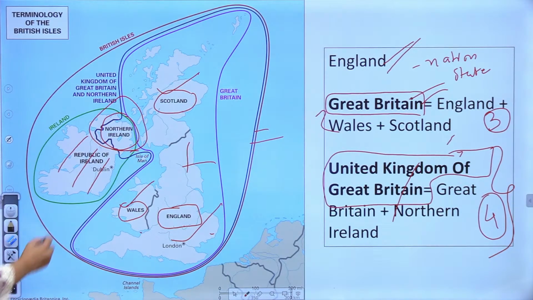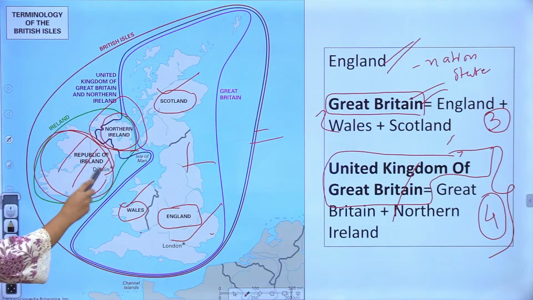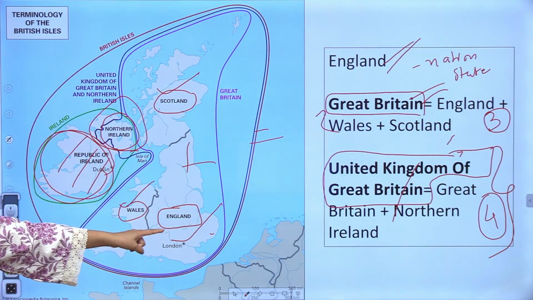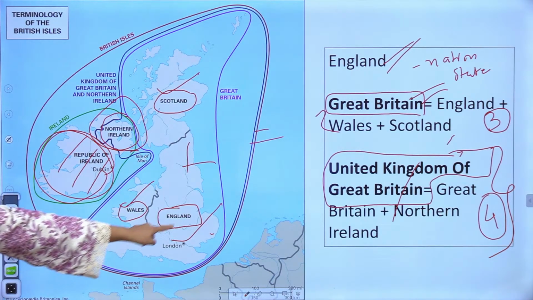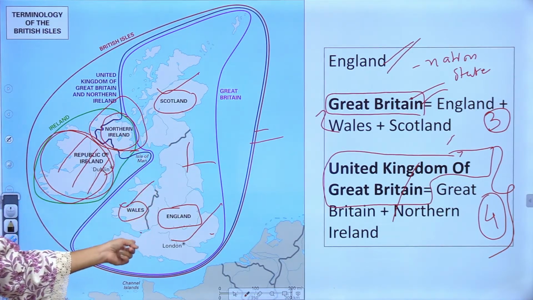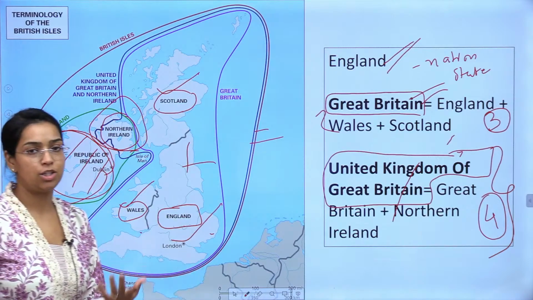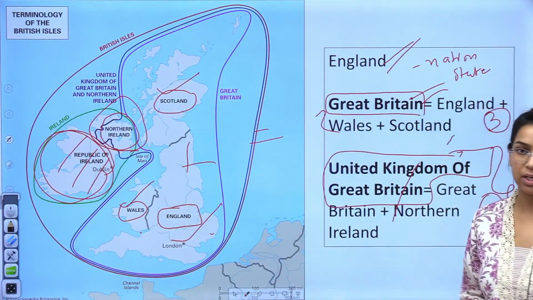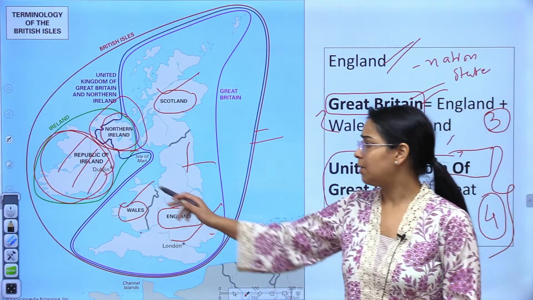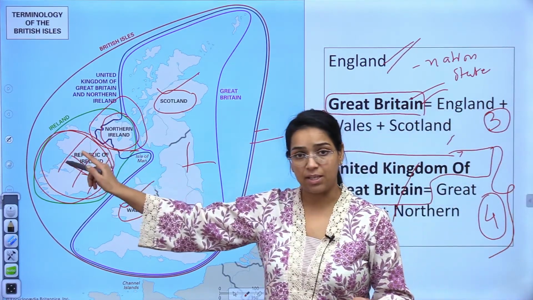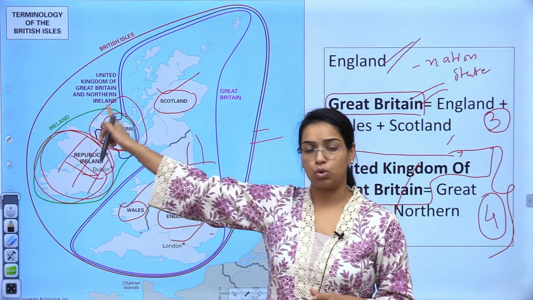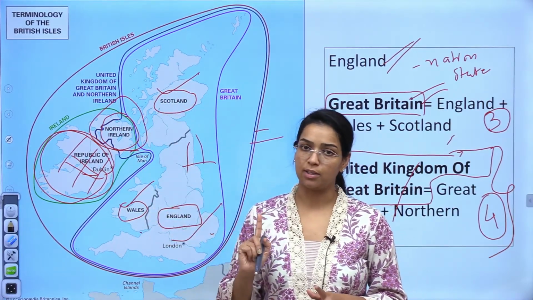Okay? This Republic of Ireland is a completely sovereign nation. It does not come under the king or queen of the United Kingdom. All these parts have given their sovereignty or their leadership to the queen, the monarchy of England or Britain, right? But this area is a republic. They have an elected head of state. Here the head of the state would be the monarch, the British monarch, right?